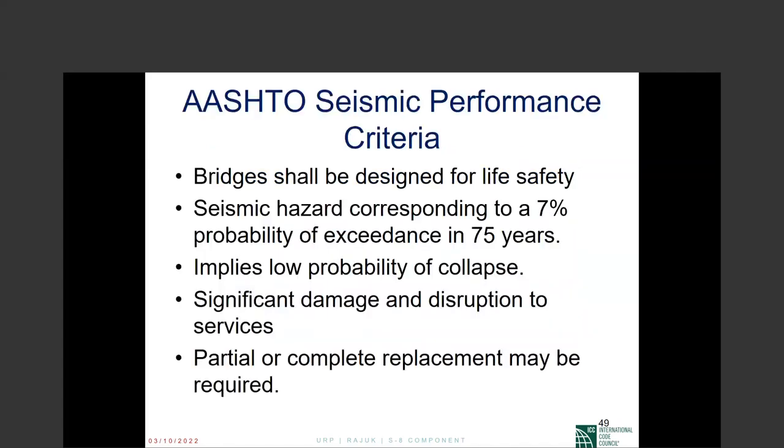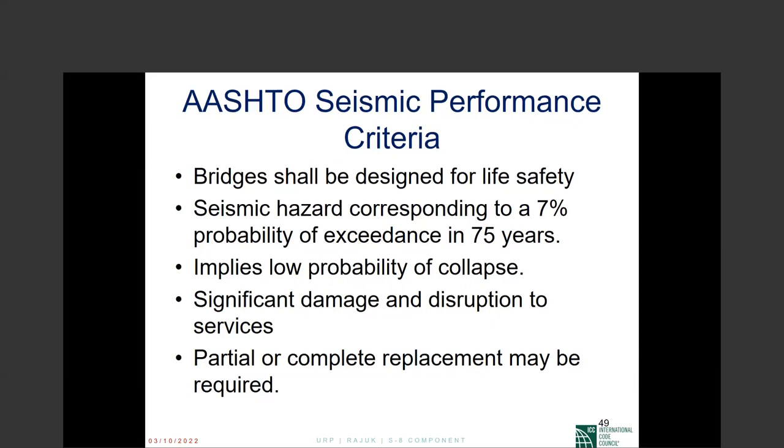Let's talk about the criteria for seismic performance. According to AASHTO, we are designing for life safety. That means that we are not designing for serviceability or for limited damage of the bridge. We really worry about life safety. We design for a seismic hazard, as I'm going to talk about later on, of 7% probability of exceedance in 75 years. Why 75 years? This is the AASHTO defined lifespan of a bridge. That's how they have decided it will be 75 years.